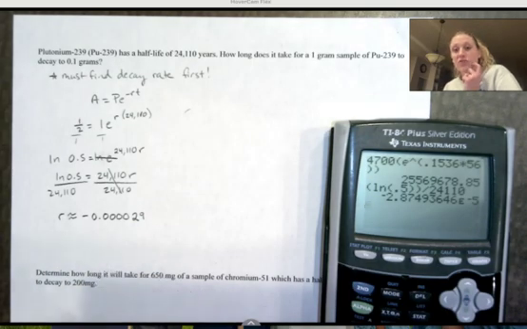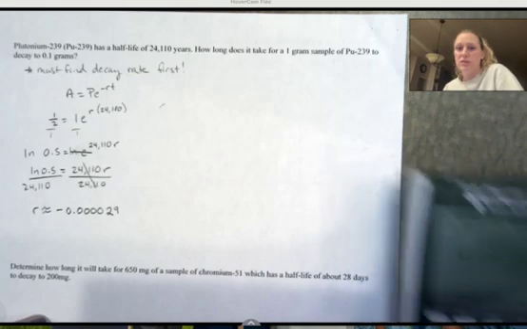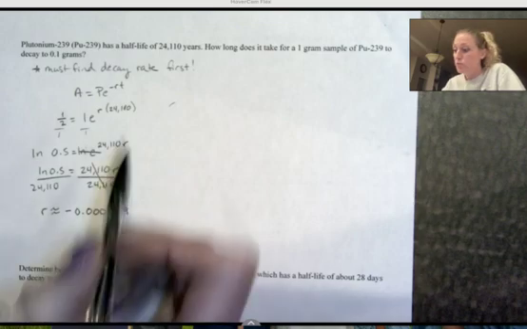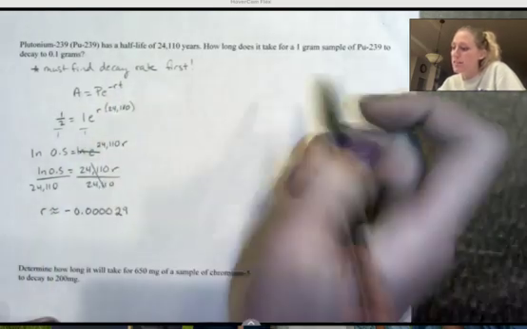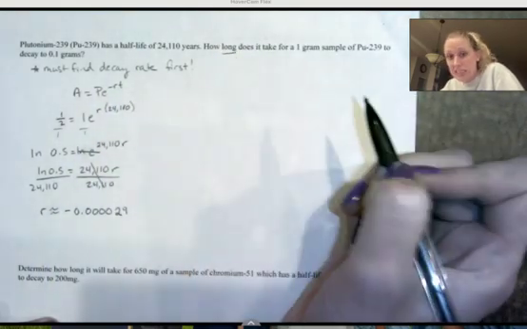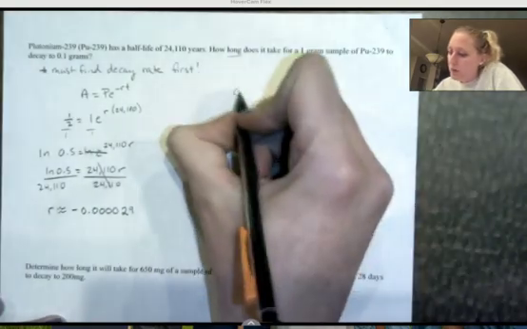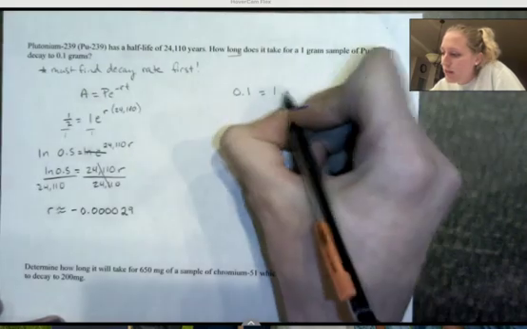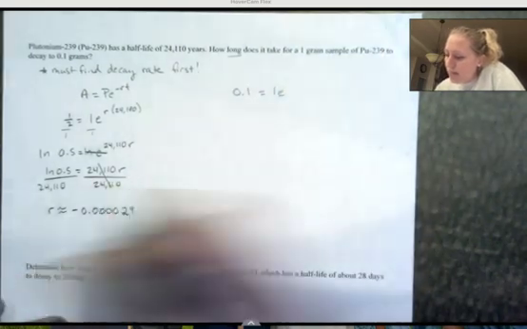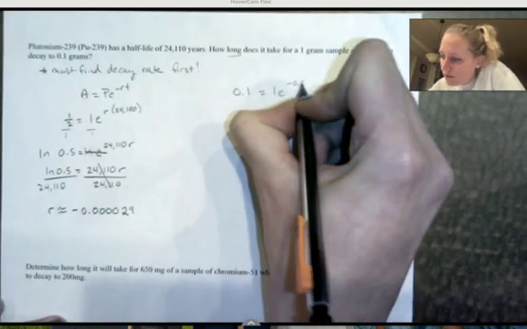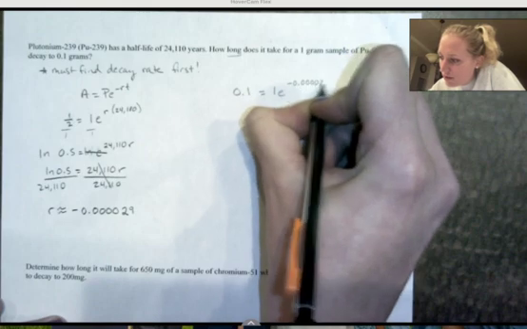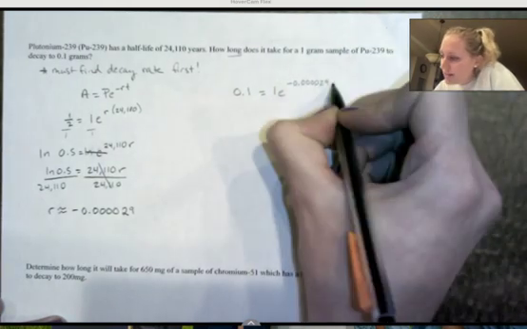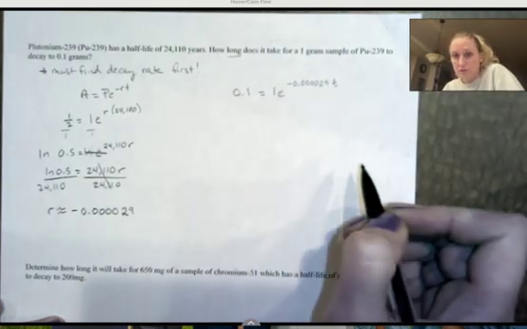So now we can answer the question. How long does it take for this 1 gram sample to decay to 0.1 grams? So now we're asking how long. So we're looking for T. So my new amount is 0.1 gram. I started with 1 gram. We know the rate is negative 0.000029. Okay. And then we don't know T. So we're looking for T here.